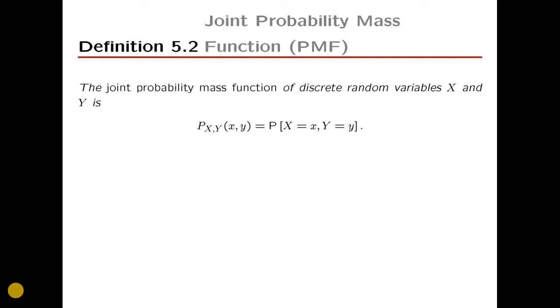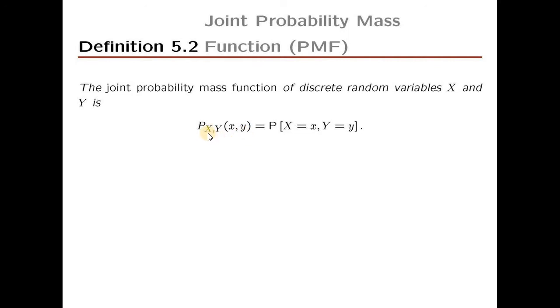Today we will continue on pair of random variables, and the first definition today we will discuss is joint probability mass function. So the basic idea here is the joint probability mass function of discrete random variables X and Y is written as p with subscript X comma Y, that represents that you have a pair of random variables X and Y. In bracket you have small x, y.